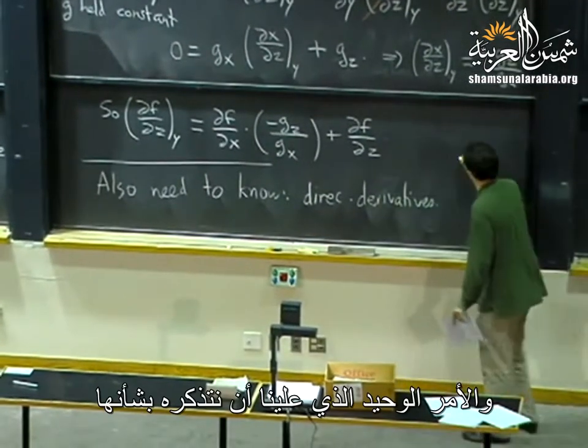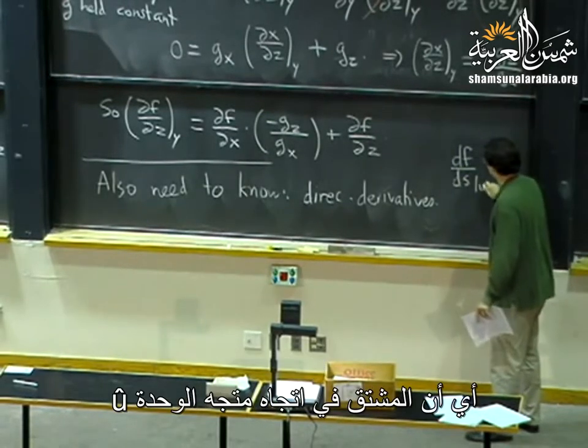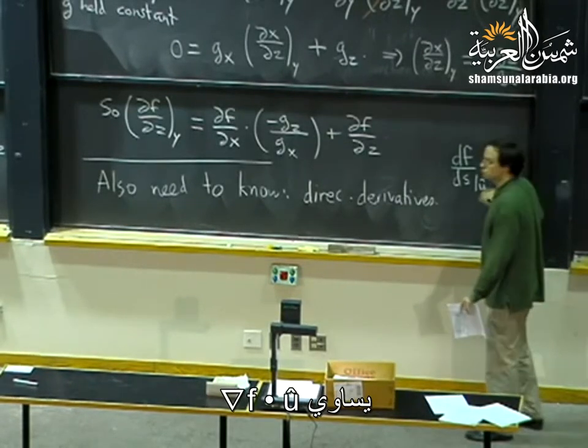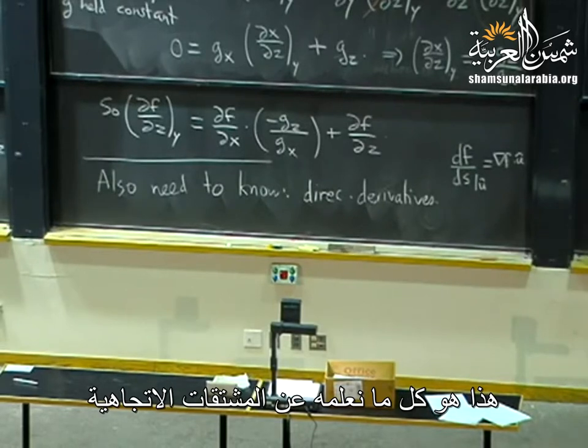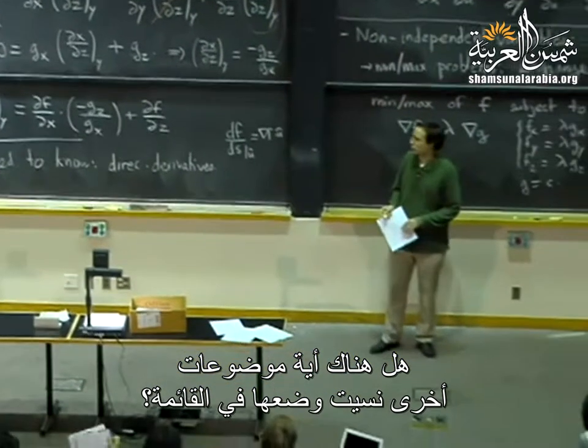Okay, pretty much the only thing to remember about them is that df/ds in the direction of some unit vector u is just the gradient of f dot product with u. So that's pretty much all we know about them. Any other topics that I forgot to list?